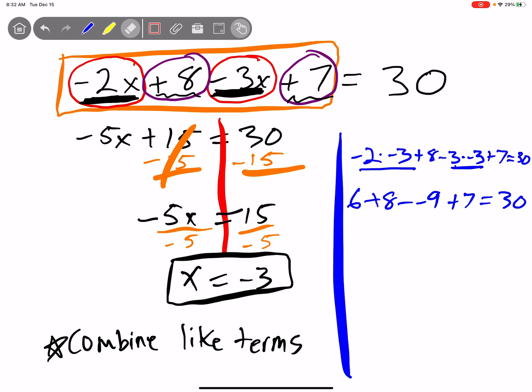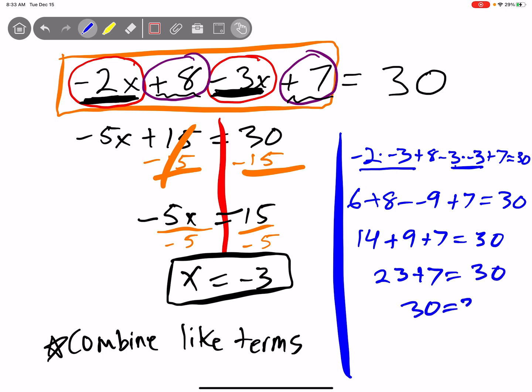Six plus 8 is 14. Minus negative 9 is the same thing as plus 9 plus 7. 14 plus 9 is 23. 23 plus 7 is 30. And since 30 equals 30, this checks, and we are happy.